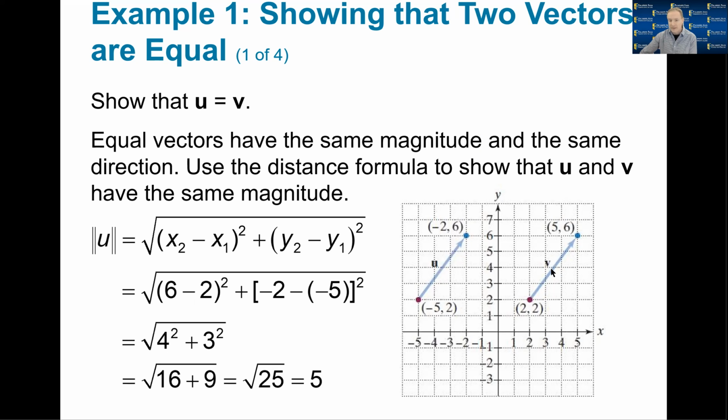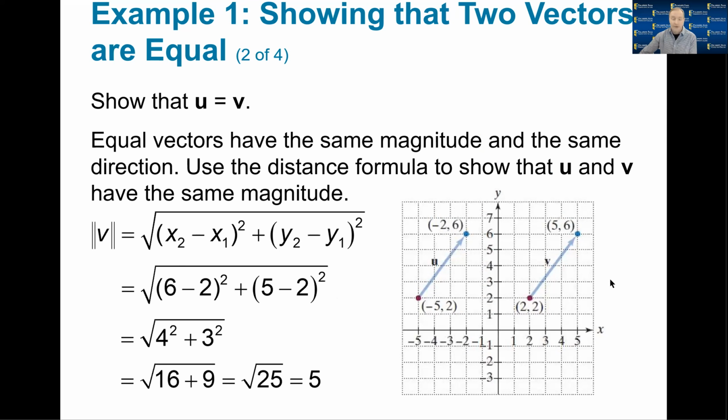Now, if I look at vector v over here to determine if it's the same, I can already just eyeball it and say, well, it looks like it's the same length in the same direction. I'm thinking this is the same. To verify it, I went in and I did the magnitude. I said, well, the magnitude is going to be the change in x's quantity squared plus the change in y's quantity squared. We could say the change in x's are going to be 5 minus 2 quantity squared plus the change in y's 6 minus 2 quantity squared.